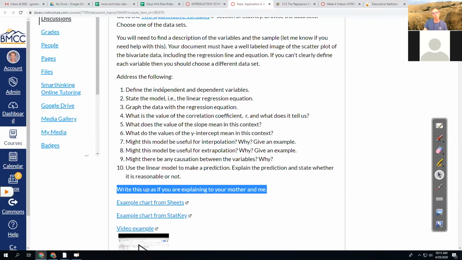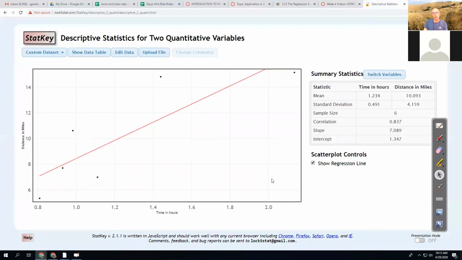So I have to be able to explain what the independent and dependent variables are. I have to state the model that StatKey is trying to give me. I need to show a picture of the regression equation, and then say what the value of the correlation coefficient is, and so on. So I'm going to try to do that now. With StatKey, you should use StatKey. Again, you don't have to use a spreadsheet.